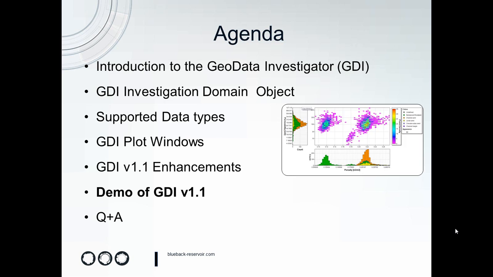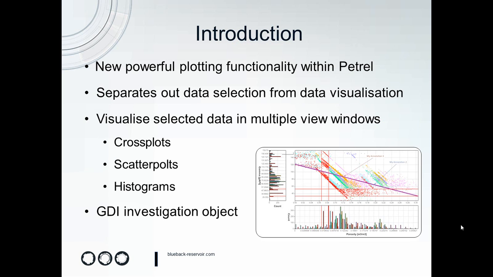So moving on to the initial introduction. Detailed data analysis is required at all stages of the Petrel workflow, and the Blueback Geodata Investigator provides new functionality to satisfy the requirements of geomodelers, geologists, and geophysicists. Understanding your data distribution and trends prior to building your reservoir models can be crucial when making decisions. The Blueback Geodata Investigator, or GDI, brings powerful new cross-domain data analysis to Petrel. The plugin introduces a new concept for data analysis by separating out data selection from data visualization. The new custom histogram, scatterplot, and crossplot windows include a series of tools for analysis of well, seismic, 3D model, surface, or ASCII table data loaded to the tool.